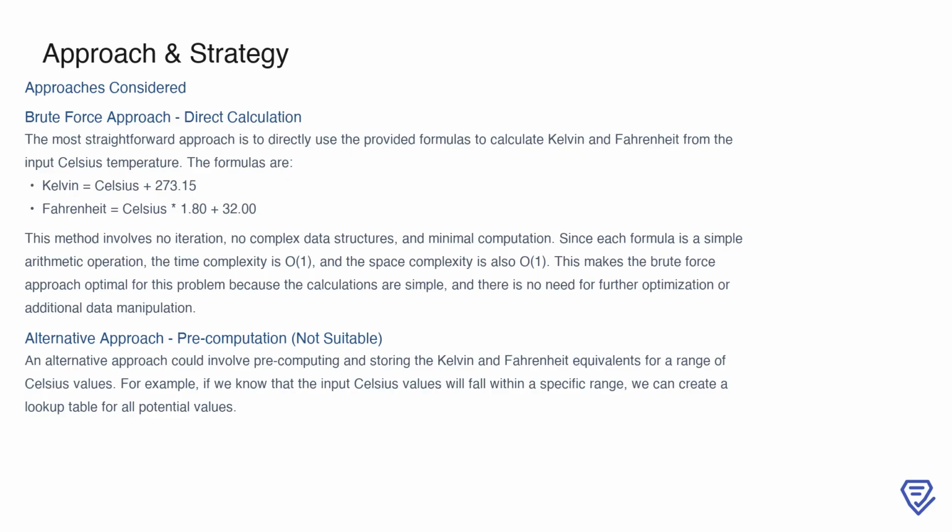With no loops, recursion, or complex data structures involved, the time complexity is O(1), and the space complexity is also O(1). This means the solution is both fast and memory efficient. Additionally, we briefly considered an alternative approach that involves pre-computation. In this strategy, we would store Kelvin and Fahrenheit equivalents for a predefined range of Celsius values in a lookup table, which could potentially save computation time during repeated queries. However, this method introduces unnecessary complexity, which we'll discuss further.